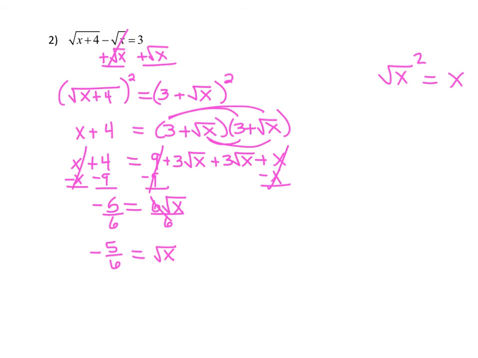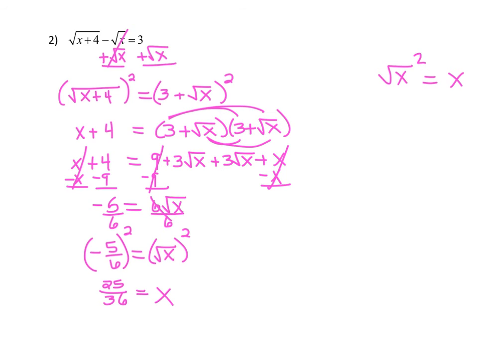Now, if we want to get this x by itself, we want to get rid of the radical. And think about, doesn't a square root cancel off by squaring it? So let's square both sides of the equation. I'm going to square the left-hand side, and I'm going to square the right-hand side. If you square negative 5 over 6, a negative times a negative is a positive, and then 5 squared is 25, and 6 squared is 36. And on the right-hand side, a square and a square root cancel each other out, so it leaves us with x.